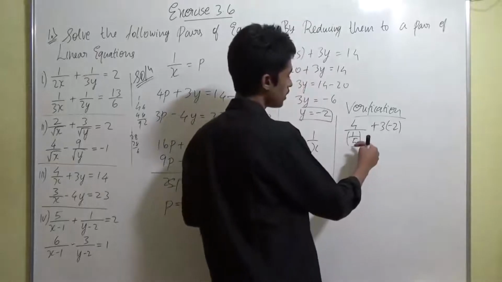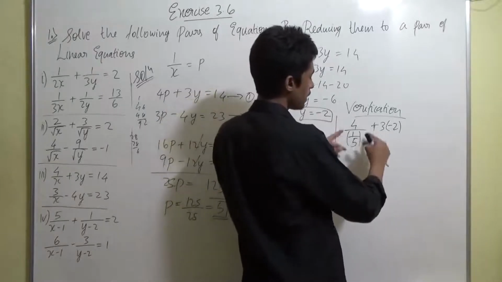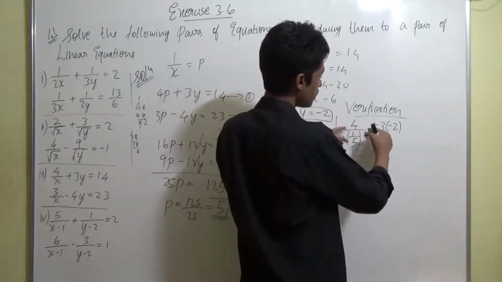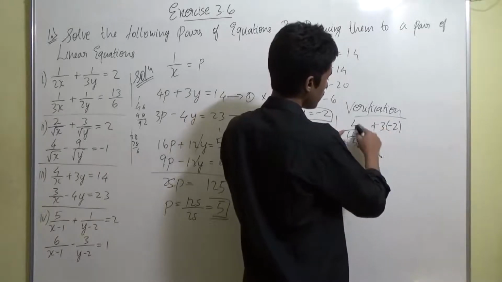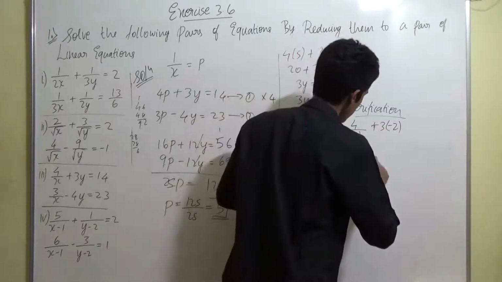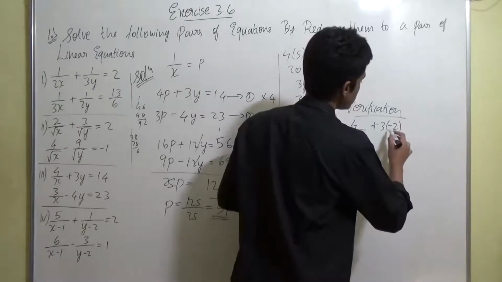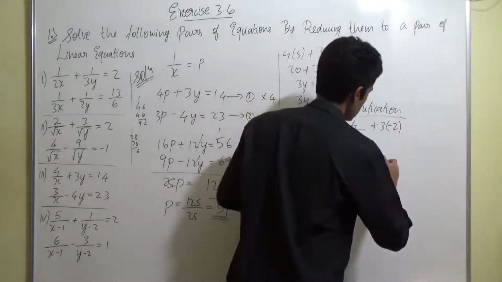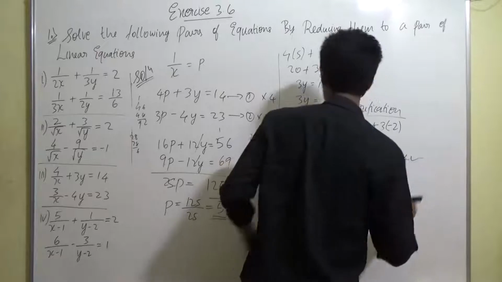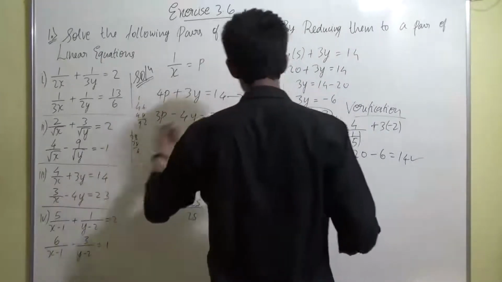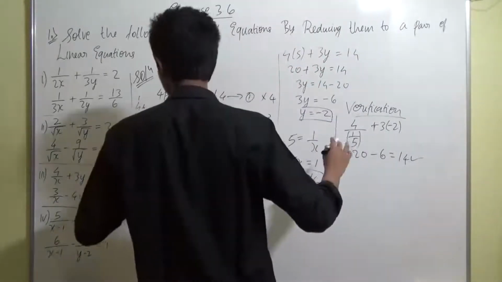Now if you do this, what happens? 1 by 5 will go up and get inverted, right? Inverted means 1 by 5 will become 5 by 1. Here 4 into 5 will become 20, plus 3 into minus 2 is minus 6. So it is equal to 14, which means it is correct, guys. See, LHS is coming out to be equal to RHS. So verification of the first equation done.